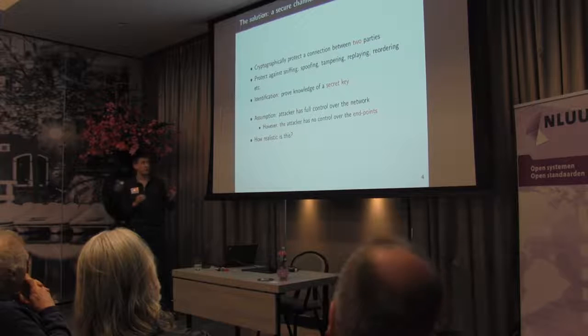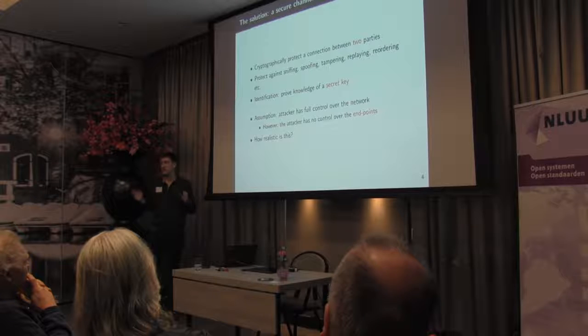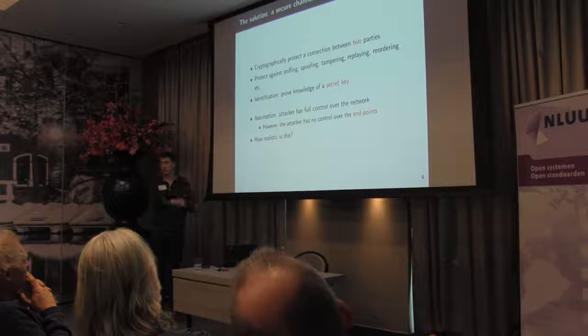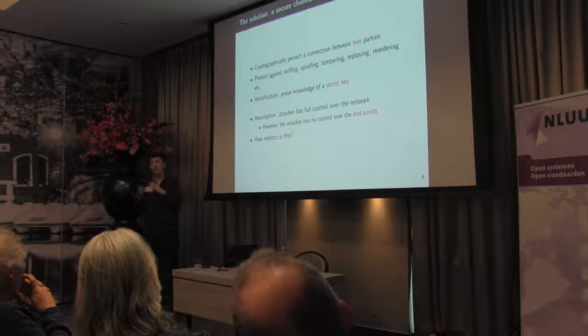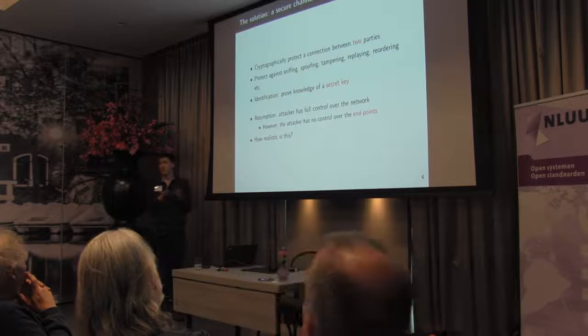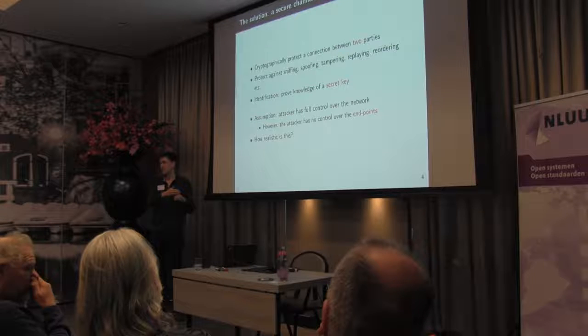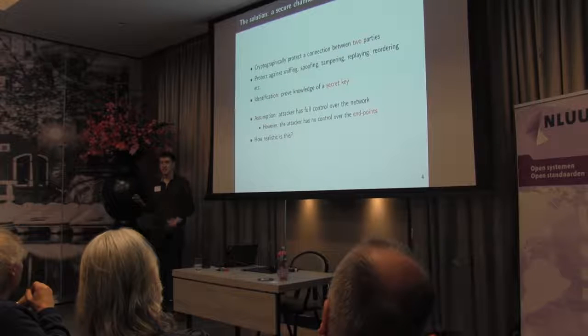Another important assumption is the attacker has no direct control over the endpoints. So we're assuming system A is secure, system B is secure, but the connection between them is not secure. And of course, in practice, this is not always the most realistic scenario. Often it's far easier to try to circumvent encryption than actually try to break it.